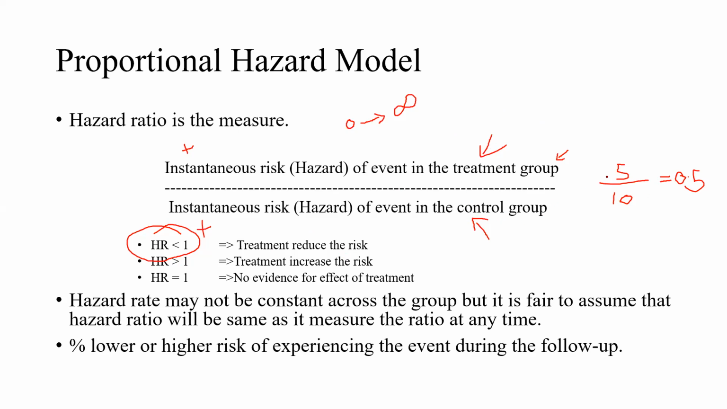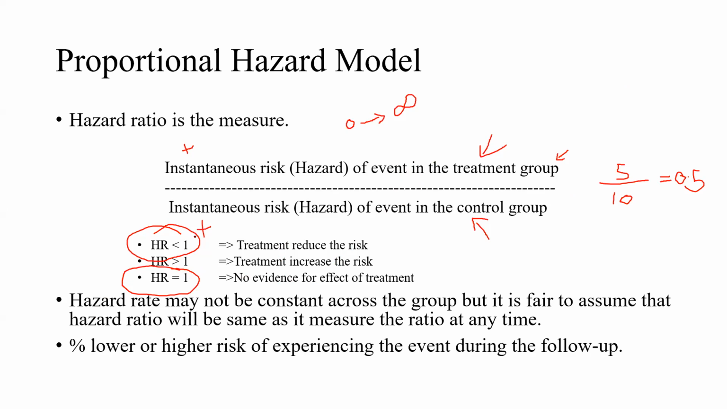For example, 10 by 5 equals 2. Whenever the numerator is higher than the denominator, it will give you a value greater than 1. When the numerator is lower than the denominator, it will give you a value of less than 1. And the hazard ratio is equal to 1 when numerator and denominator are exactly the same. Since we are doing a random experiment, it is highly unlikely that we get a hazard ratio equal to 1. The hazard ratios will always be less than or greater than 1.